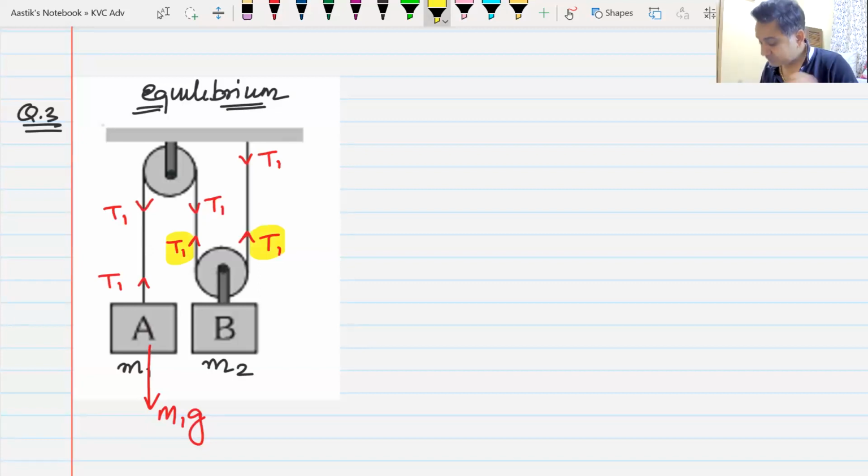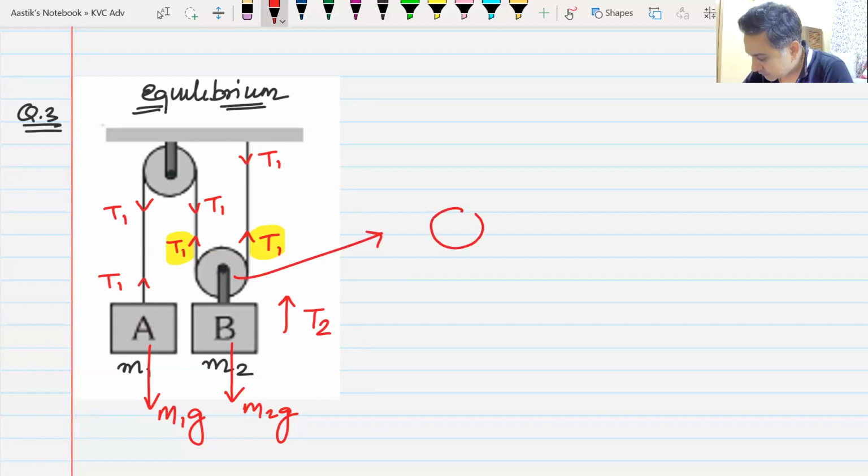Now, let us draw the free body diagram of this block. For this block, it will be simply M2g here in the downward direction, yes or no? Yes, sir. Then there will be T2 acting in the upward direction for this block, yes or no? Yes, sir. Now, if I draw the free body diagram of this pulley, remember the pulley is ideal. On this pulley, I have T1 and T1 in the upward direction, and one T2 in the downward direction. Do we see this?